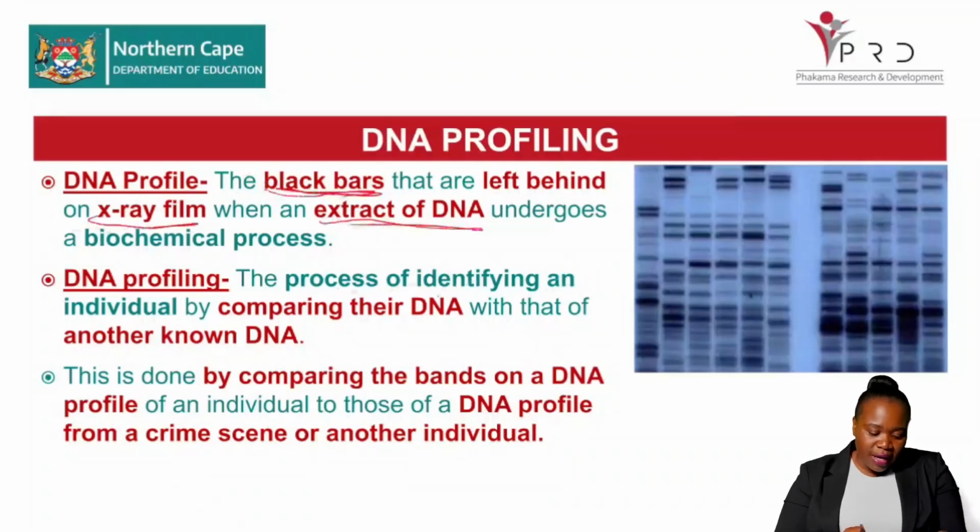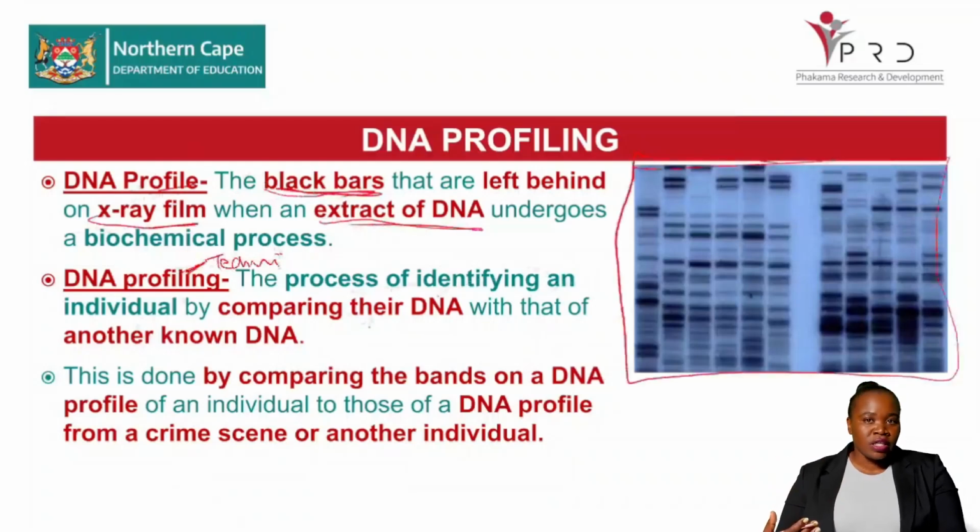This is the process of identifying an individual by comparing their DNA with that of another known DNA. So now, when we look at DNA profiling, we are looking at the technique. And when we are looking at a DNA profile, we are looking at this actual profile whereby you can see the profile of an individual, right? So be able to differentiate between the two. And the question is asking about a technique. The technique is DNA profiling. If the question is asking about a DNA profile, then you should also know what is a DNA profile as opposed to profiling, right? You will not get a mark if you mix these two.